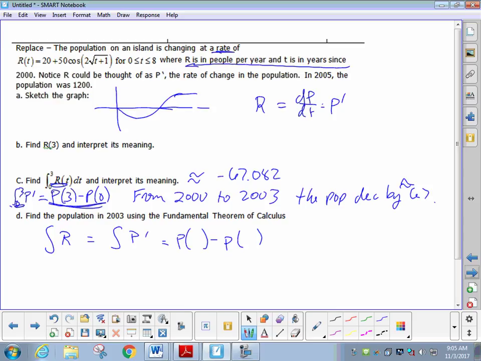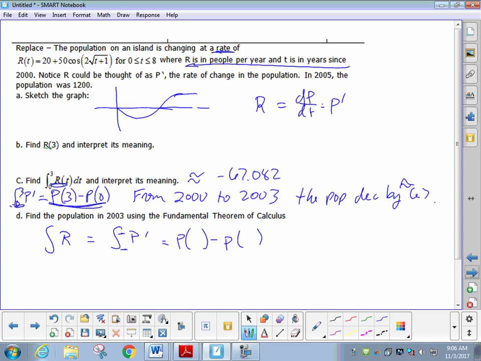So now we need to determine what the points are. What are the two time components we want to look at? What's one of them? The most logical one we definitely need to consider is 2003, because that's the question. What's the other time we need to consider? Your initial condition. Okay, so you said that well. It's logical to say 2000, right? Because time is since 2000.